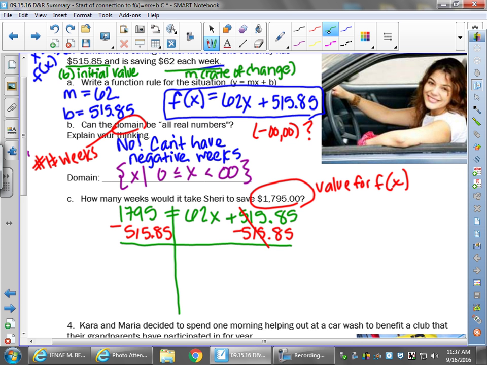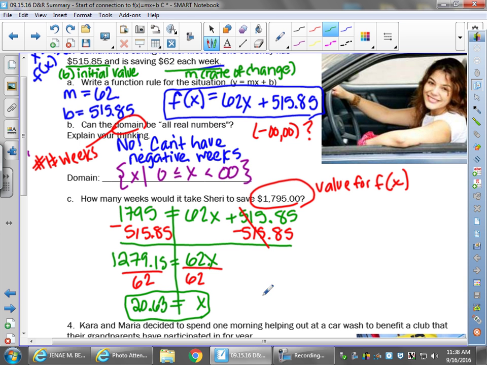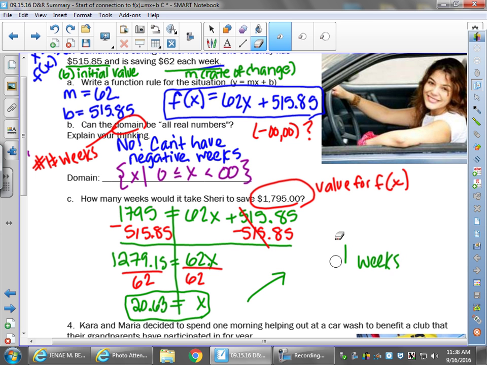Brandon, you got it? What are you guys getting for an answer? He got 20.64. Is that what you guys got? Okay, sorry. Some of us aren't done. We'll wait. We do subtract the 515.85 from both sides. We got to divide by 62, right? Yes. Good job. So how do we actually interpret this answer, though? Because we got to answer the question. What's the real-world meaning of this answer? How many weeks? What's 20 weeks plus some more days? 21 weeks. 21 weeks for her to save that money.